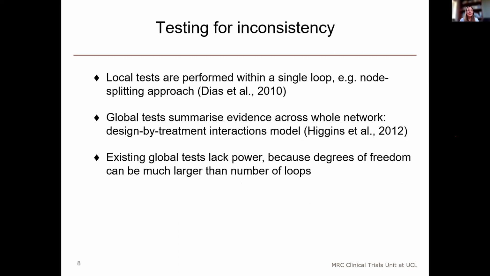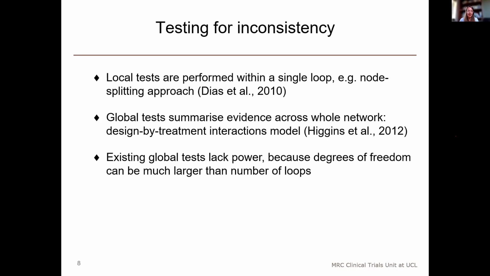There are several existing methods for carrying out local tests for inconsistency within a single loop, such as the node splitting approach. If there are multiple loops, we could test the loops one by one, or we could test for inconsistency across all loops simultaneously.